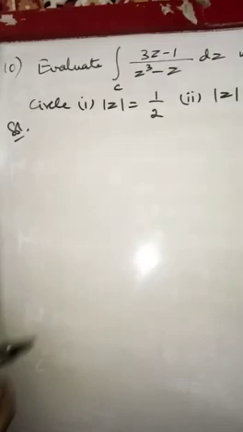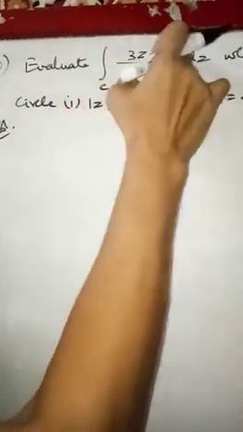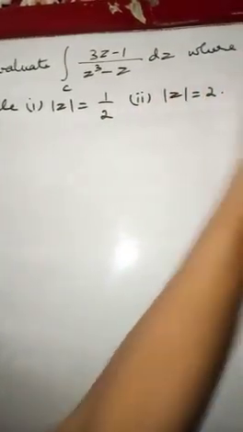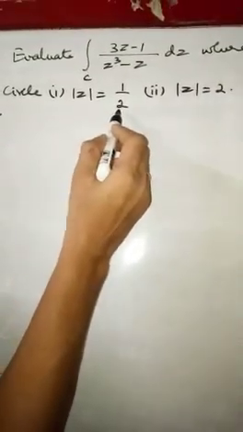Students, in the last video we have seen 9 problems in complex integration. So we will continue that. Now this is the 10th problem in complex integration. Evaluate the integral over C of (3z minus 1) by (z cube minus z) dz, where C is a circle. Two subdivisions are given. The first one is mod z equal to 1 by 2. The second subdivision is mod z equal to 2.